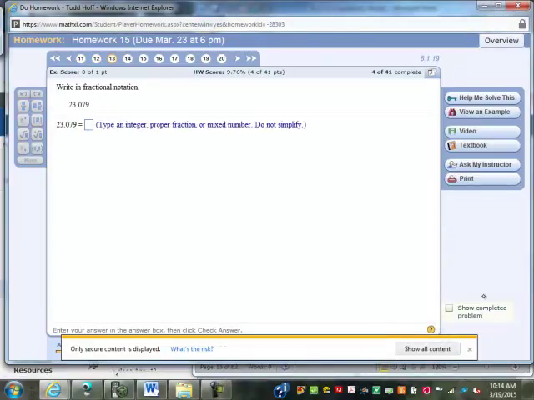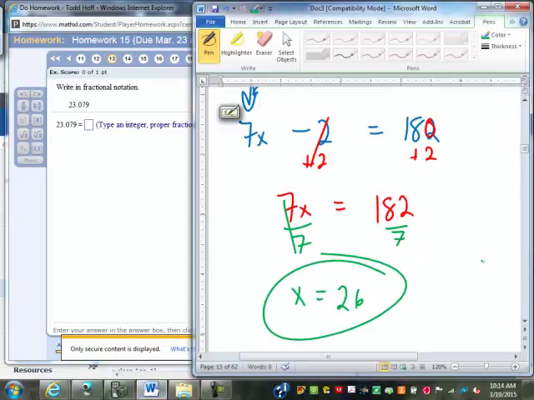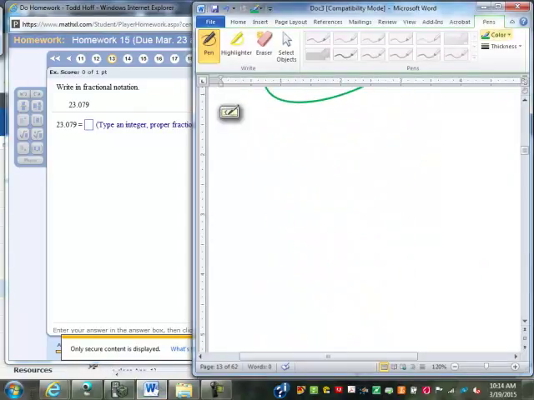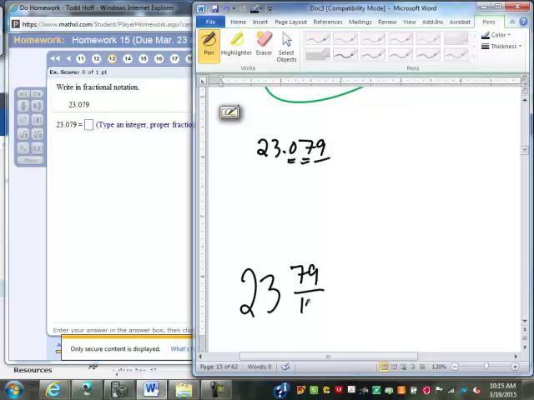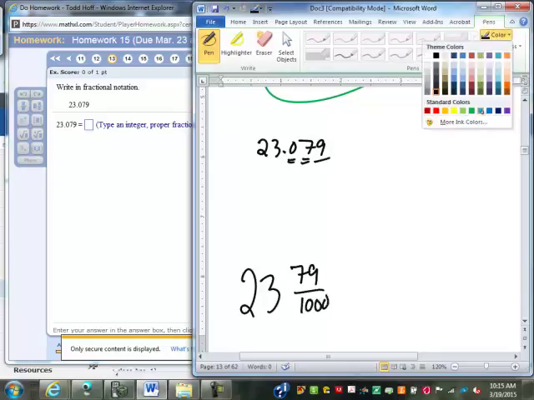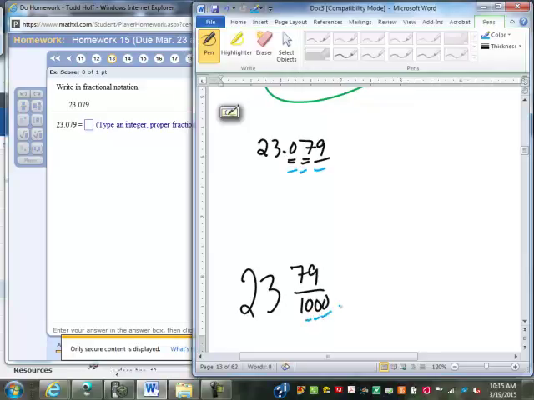Write in fractional notation: 23.079. What do we do with the 23? Remember, the part before the decimal point is the whole number part of the mixed number. So that is just 23. 79 over, remember, it's the last place value. Tenths, hundredths, thousandths. Remember the other trick we learned yesterday: if there are 3 decimal places, there would be 3 zeros.